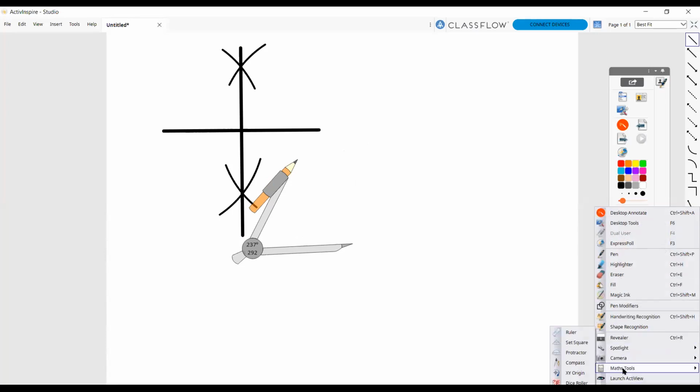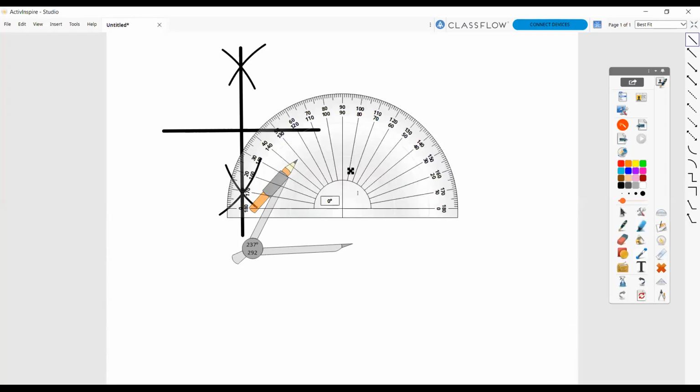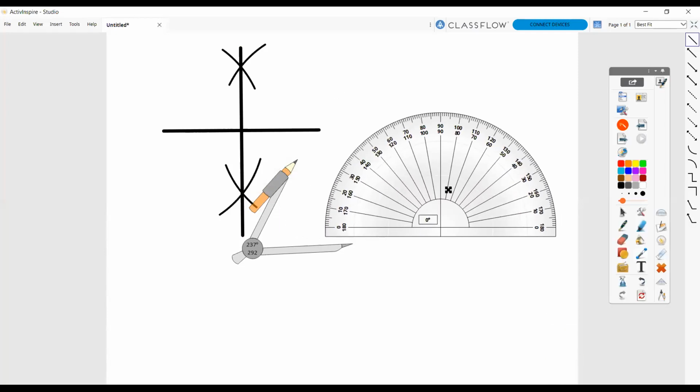So starting the second one, that is the bisection of arc. Okay, so I'm taking one random arc over here.